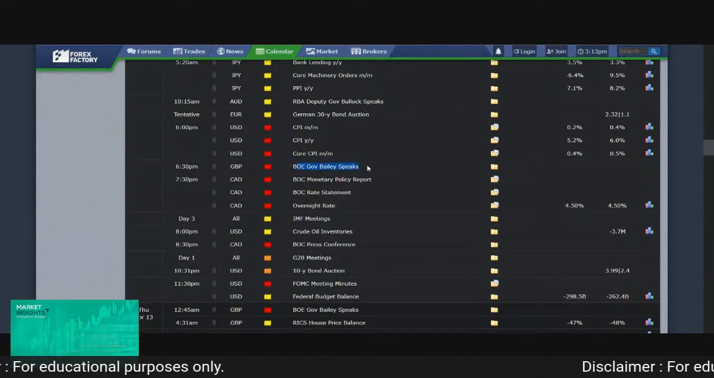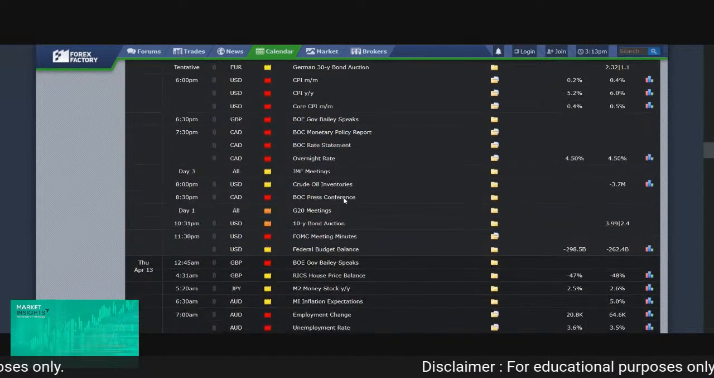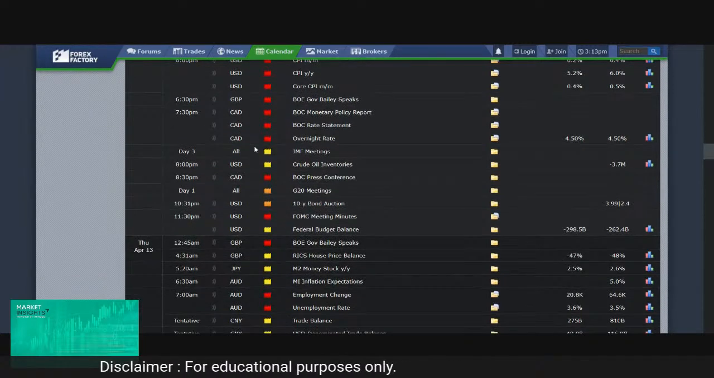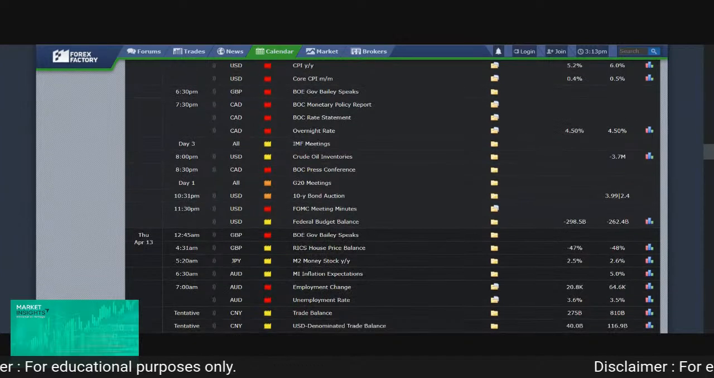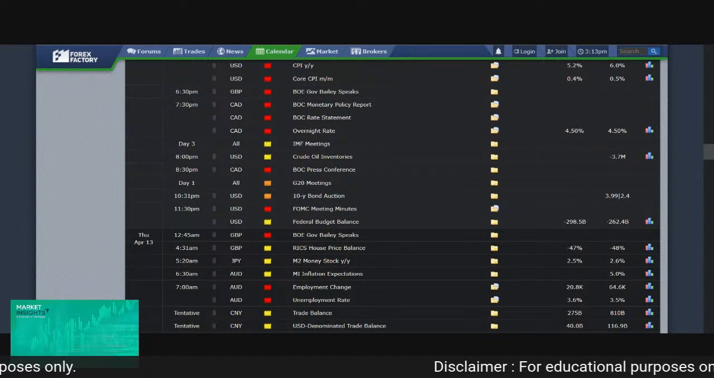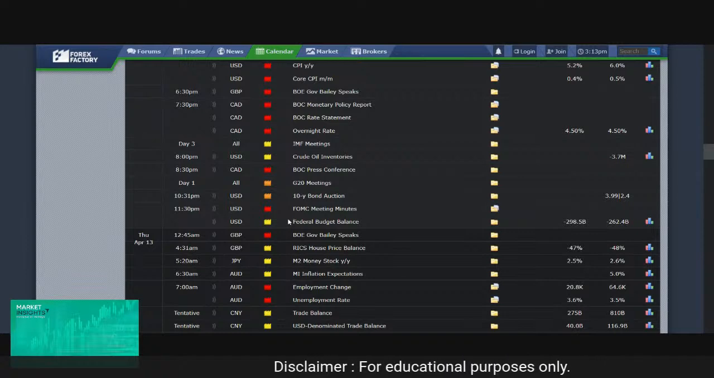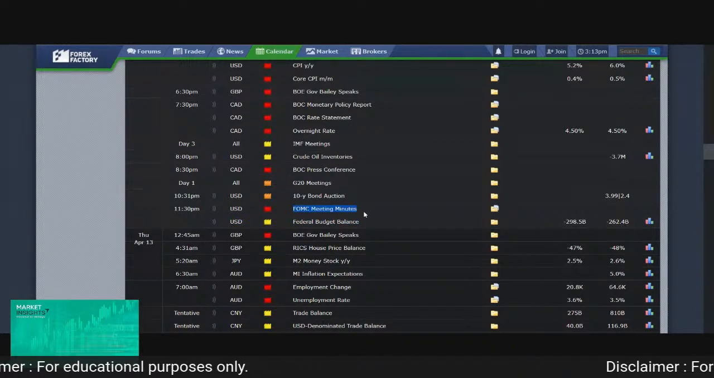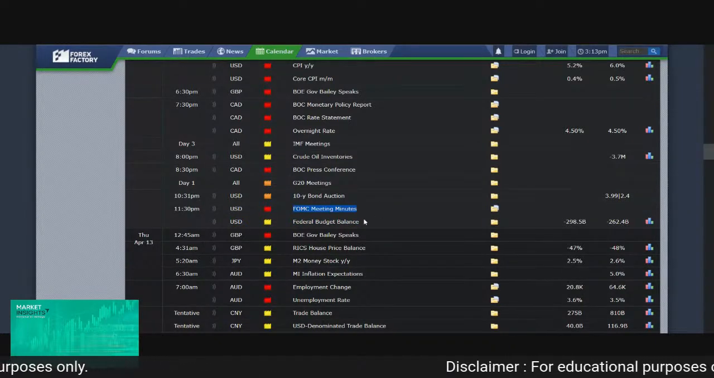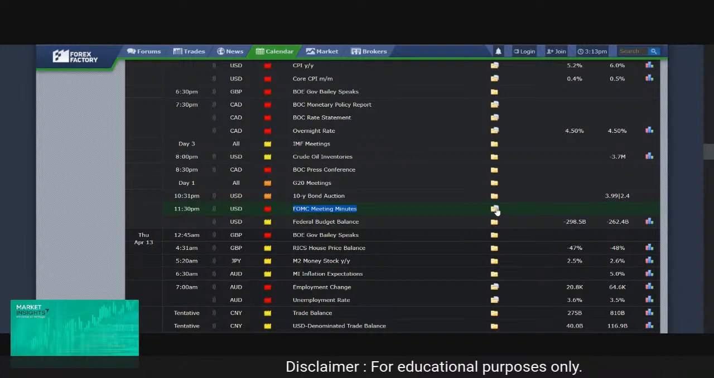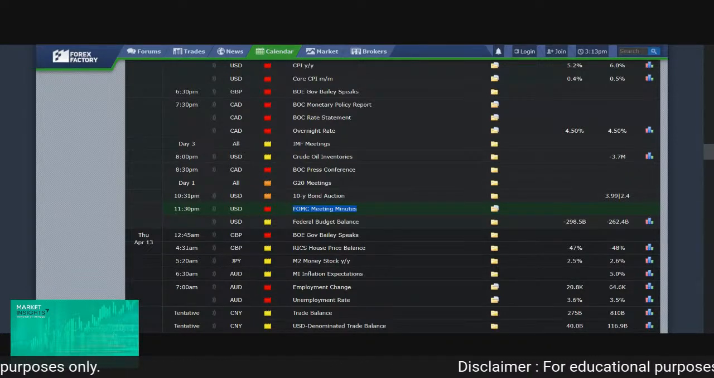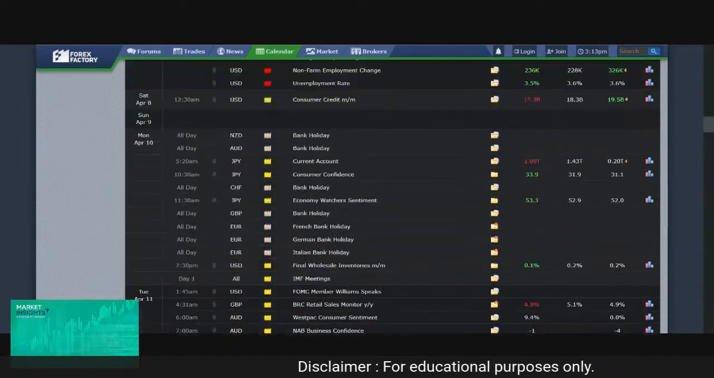Afterwards, we have got some speakers. We also have a policy rate statement by the Canadian bank, and then we have got G20 meetings and IMF meetings going on. Another important thing that will come out is the FOMC meeting minutes of the previous month, which we will have to scrutinize a little bit in order to understand the idea behind the 25 basis point hike they did in March.